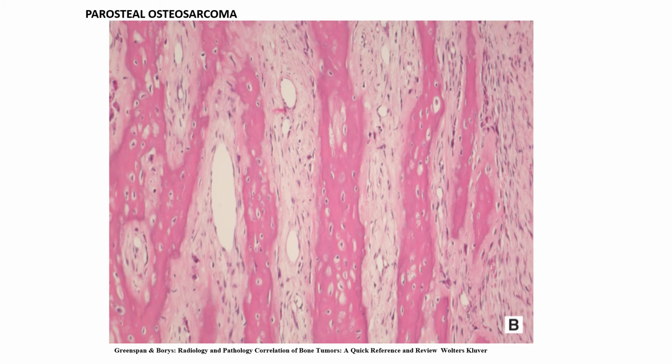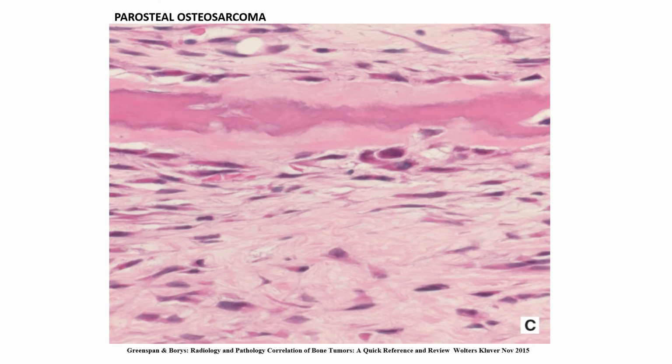Histopathologic H&E slides show well-formed bony trabeculae in a hypocellular stroma. Stromal spindle cells of the tumor show minimal atypia. About 50% of parosteal osteosarcoma may show cartilaginous differentiation. Higher power view shows well-formed bone trabeculae of woven bone and stromal spindle cells with minimal atypia.